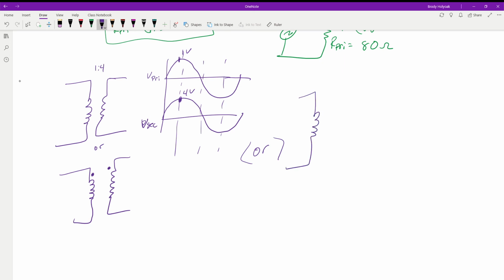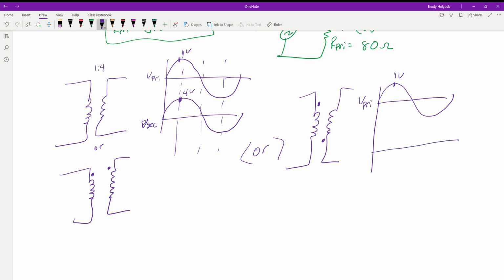So if we have our transformer and we have 1 dot on the top of our primary and 1 dot on the bottom of our secondary, this has a 180-degree phase shift in it. So what this looks like is this is our V primary. We have a normal sine wave with 1 volt.